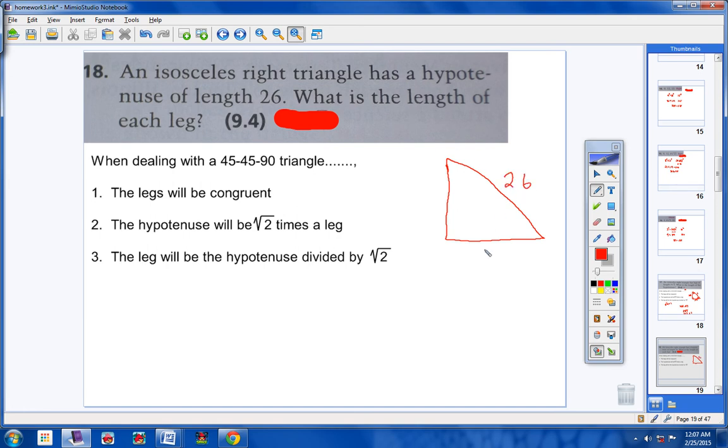Well, first of all, don't forget, the legs are congruent, okay, students? So if I find this length here, it will be the same as this length here, okay? Now that's only true in a 45, 45, 90 triangle. Okay, the hypotenuse will be square root of 2 times a leg. But look at this. How do I find a leg? Well, the leg will be the hypotenuse divided by square root of 2. So all I have to do is take the hypotenuse and divide it by the square root of 2.